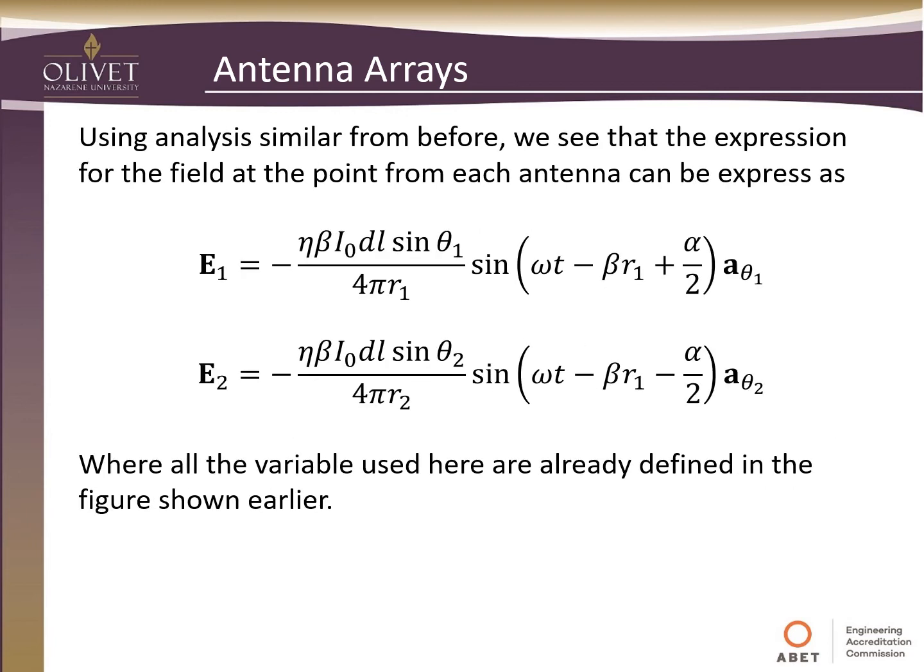Well, if we use the analysis from before, and I don't want to go through all the math because we don't have time to do that. Just want to introduce this concept to you. So you can take my word for it that the contribution from the first antenna will be E1, and we get this expression, and the contribution from the second antenna, E2, we get this expression where the main difference is, of course, we've got the theta 1, theta 2, R1, R2, but the biggest difference is the plus alpha over 2 minus alpha over 2. And here again, we're using all the variables that we defined in the figure shown earlier.